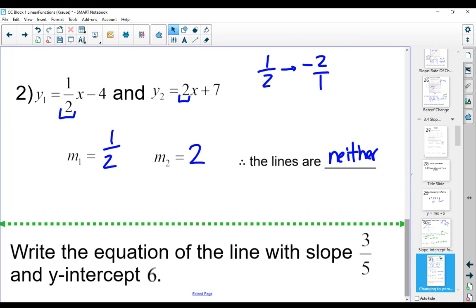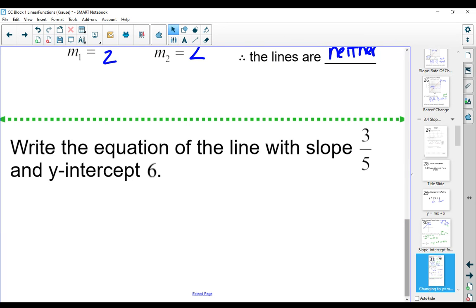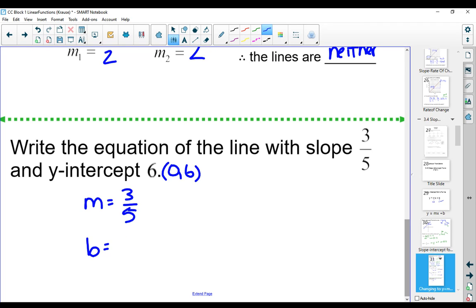And the last question here. It says, write the equation of the line with a slope 3/5 and a y-intercept of 6. So my slope would be 3 over 5. My y-intercept is 0, 6, meaning that my b value is 6. And my equation is y equals mx plus b. So y equals 3/5 x plus 6.